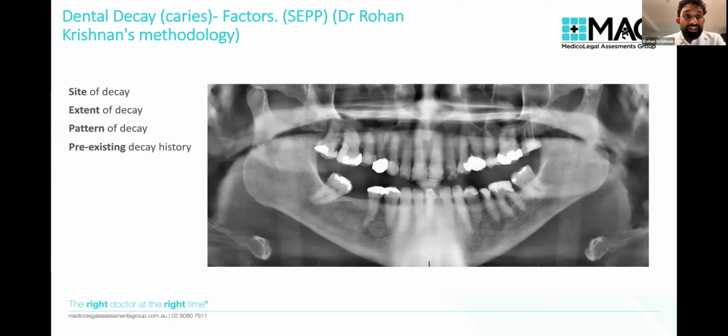So we talked about dental decay factors, and the biggest factor that I use with my methodology is an acronym called SEP, which I've invented, just to help people make sure they don't miss the things that we should be considering. When the experts are looking at their points of injury, they can look at the site of decay, the extent of the decay, the pattern of decay, and the pre-existing decay history. We spoke about the pre-existing decay history and how important that is.